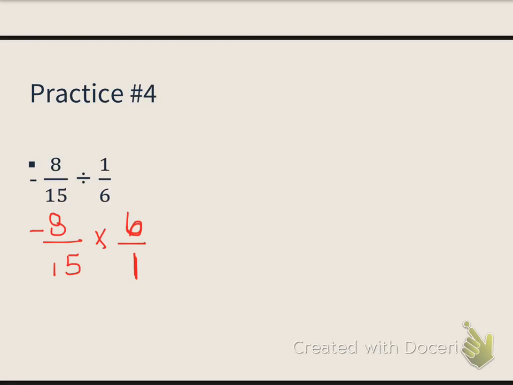Sorry, I said that wrong. A little tongue-tied. Alright, so after we have gotten our division of fractions to multiplication of fractions, we can multiply straight across. So 8 times 6 is 48. 15 times 1 is 15.